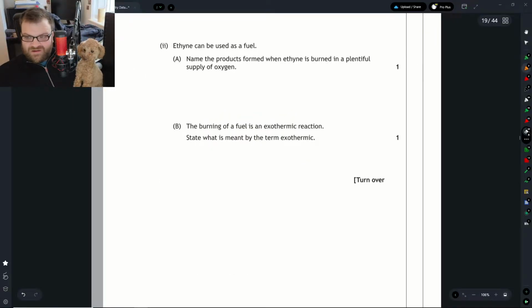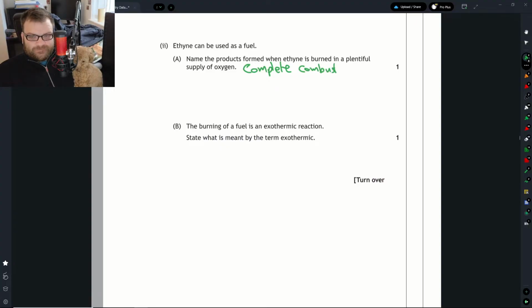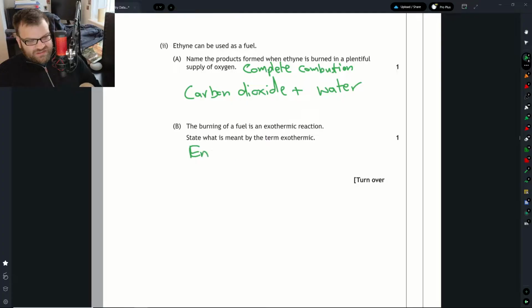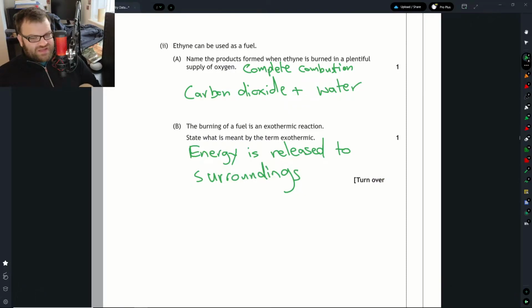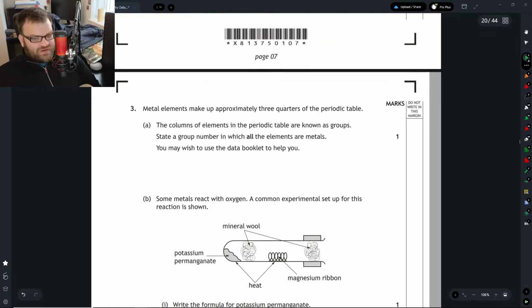Next up, we are talking about burning a hydrocarbon in a plentiful supply of oxygen. This is what's known as complete combustion. If you're burning a hydrocarbon, you would make carbon dioxide plus water. Next, we're talking about exothermic. Exothermic means energy is released to the surroundings. If it was endothermic, energy is taken in from the surroundings, so it's absorbed from the surroundings.